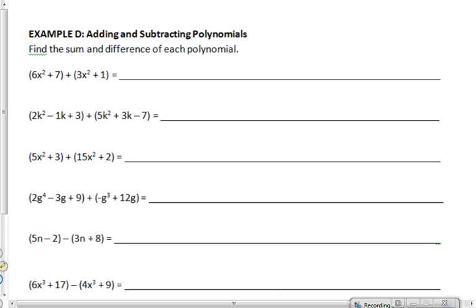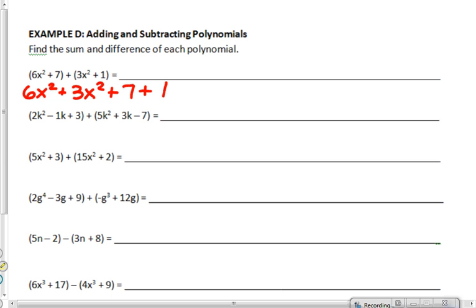So here we go. We're on example D on page 2. And we're going to add and subtract polynomials. Now, the ones that are adding, there's really not much to it because you're just going to combine like terms. Okay? So one thing you might want to do is, when you're adding, rewrite it by putting the like terms next to each other.